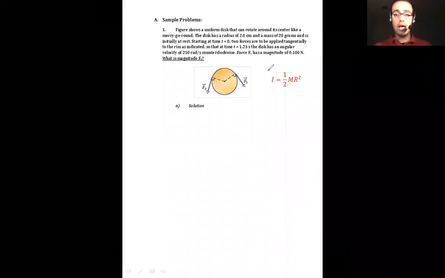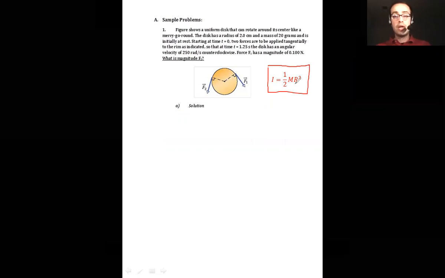First thing we want to do is find what the moment of inertia for this kind of disk is. And if you want to look it up, you're welcome to do so, but you can take my word for it. The moment of inertia of this sort of disk rotated about the center is 1/2 mr squared.